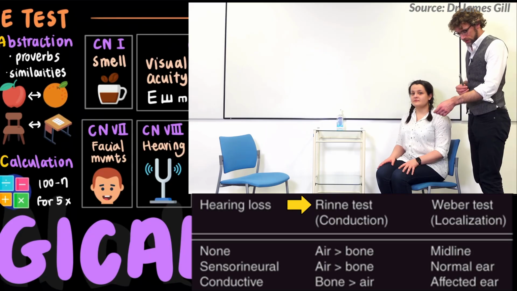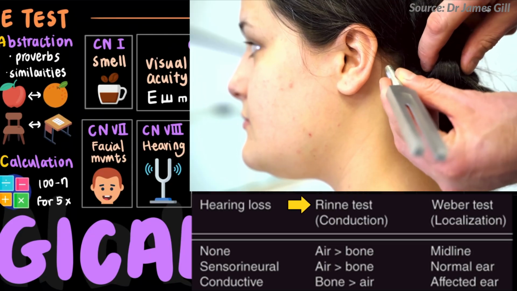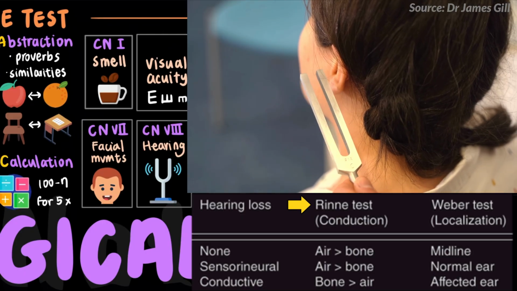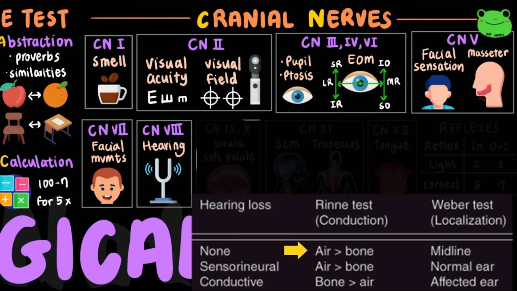In the Rinne test, place the tuning fork first on the mastoid, which tests bone conduction, then beside the ear canal, which tests air conduction. Normally, sound is louder through air than bone. If bone is louder, that means conductive hearing loss. If both are reduced but air is still louder, that means sensorineural hearing loss.